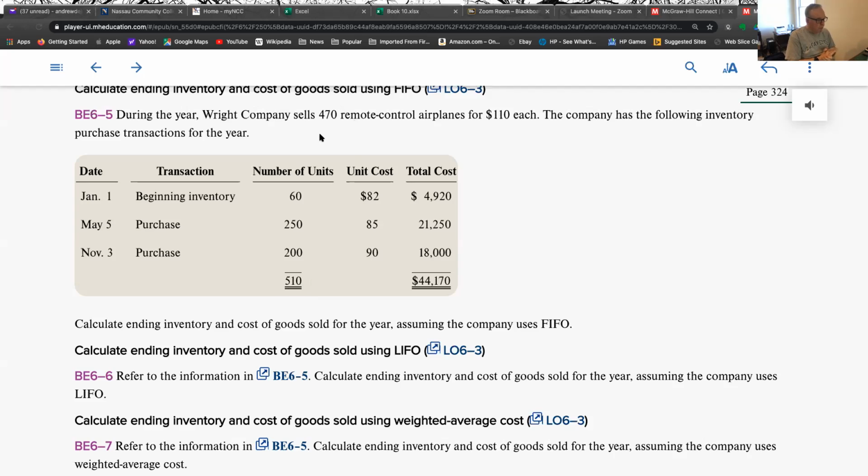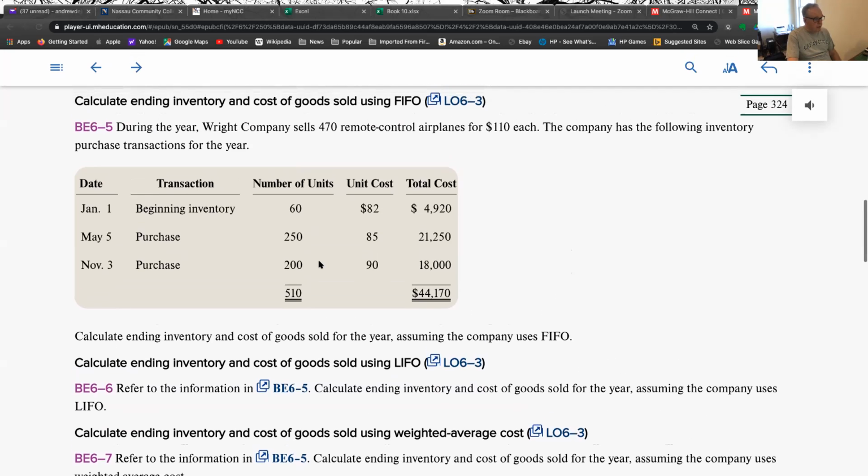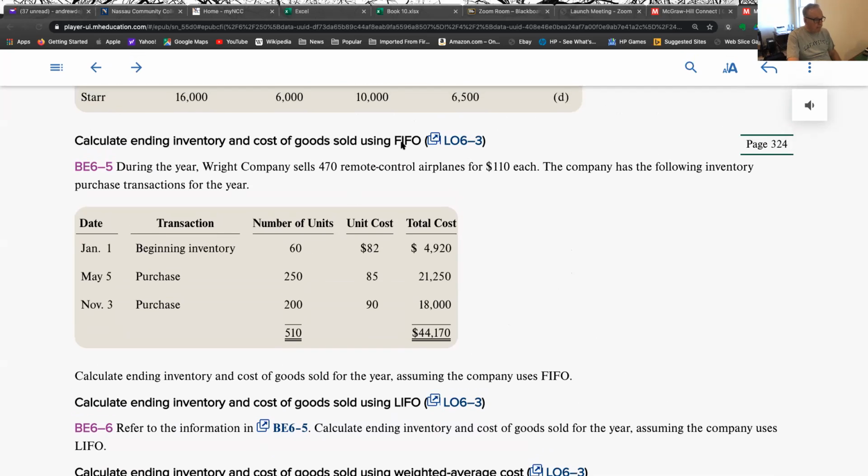Well, which 40 do they have? Do they have 40 from here, 40 from here, 40 from here, some combination? Which ones do they have? Well, we have assumptions to make. In other words, if we're using the FIFO method, which 40 do we have? We have the newest 40. Of all that you see here, January 1, May 5th, November 3rd, which is the most recent date? November 3rd.